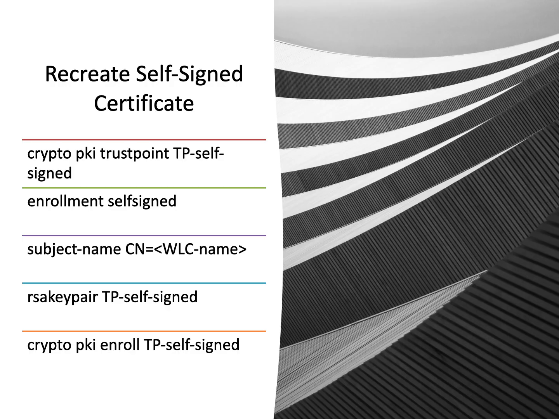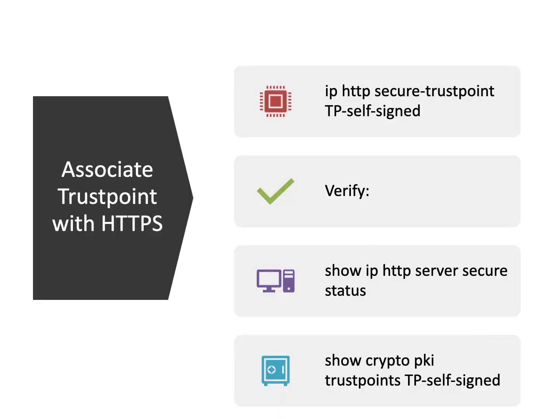CN is normally a common name, and normally we use the WLC name. Once this has been done, you have generated a new self-signed certificate for your WLC. Now the next point is that we need to attach that certificate to the trust point. We can just use ip http secure-trustpoint and whatever the trust point name is. In the previous step we created a new trust point and new certificate, so we are assigning that trust point to this HTTP server.